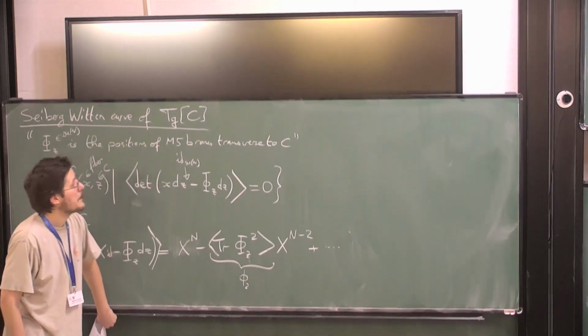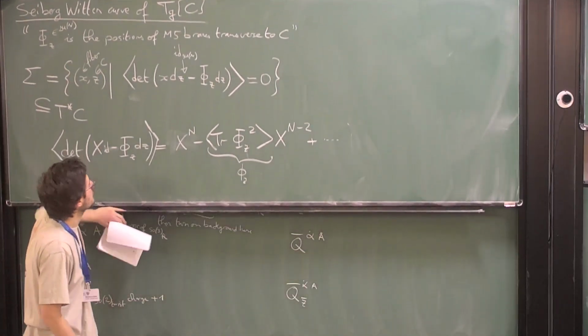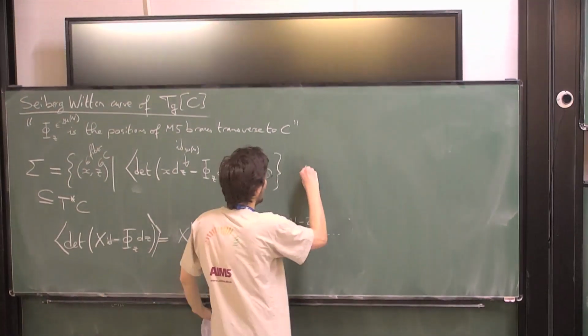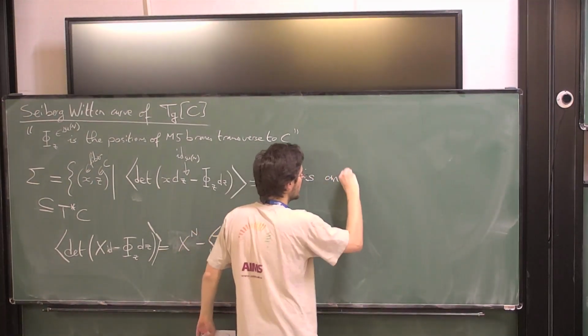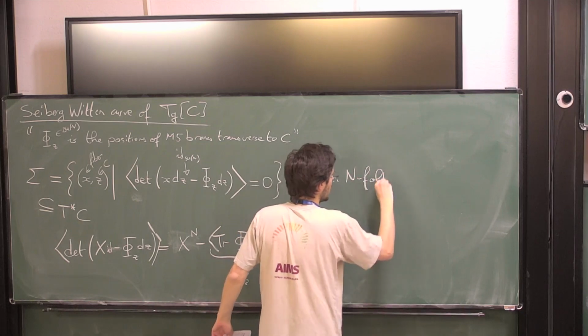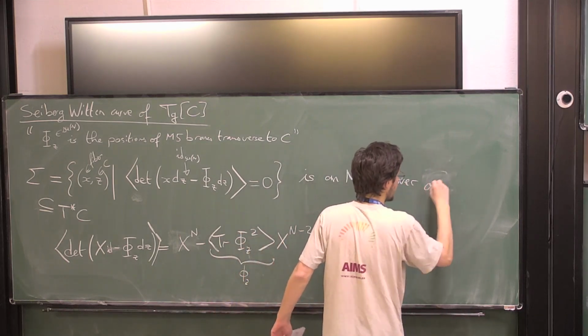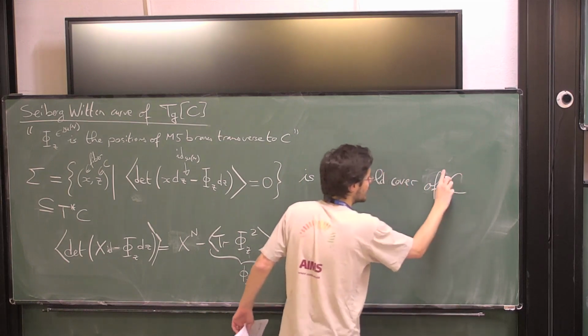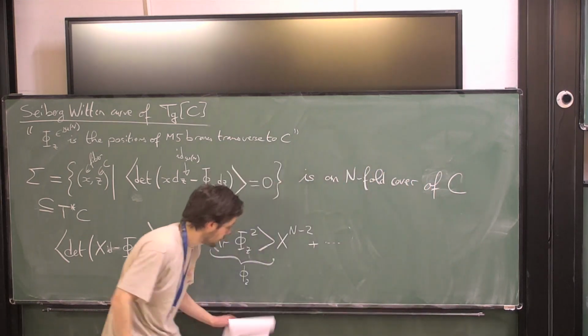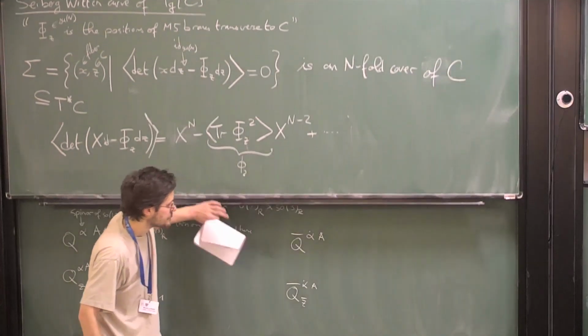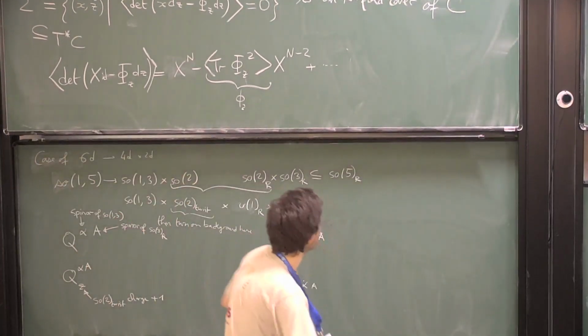And so once you have this, I should say, this is an n-fold cover of the Riemann surface C. What does it value?